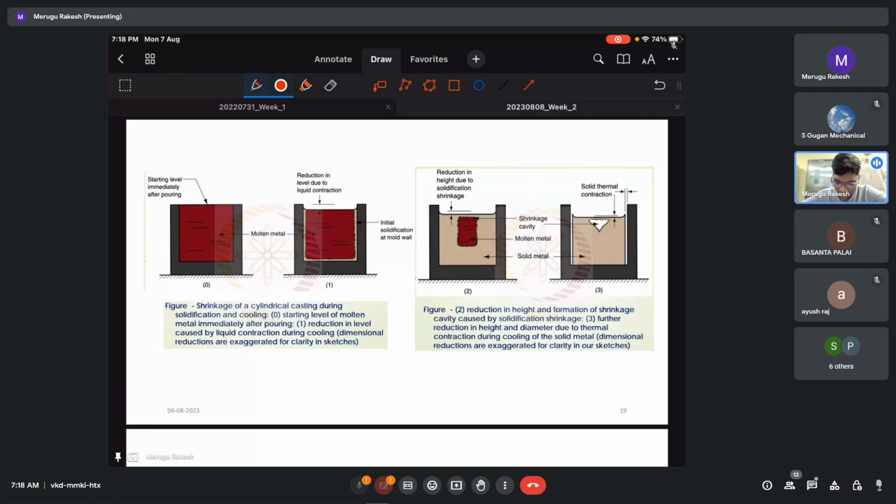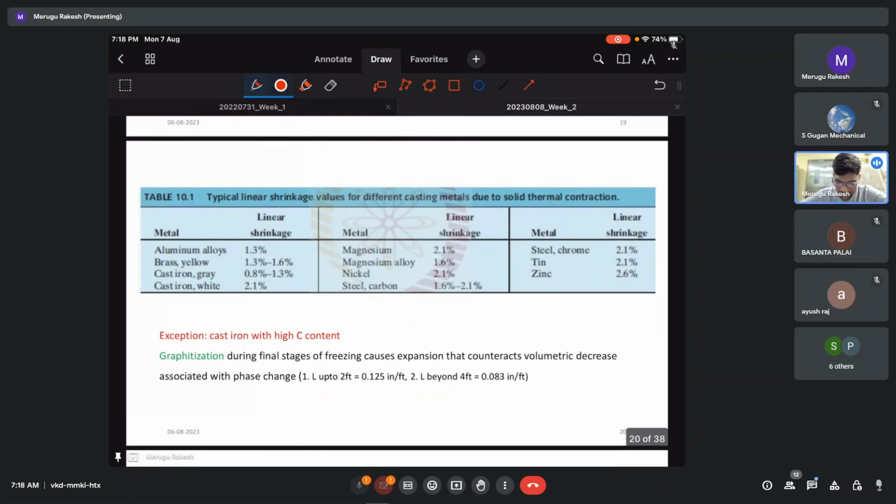Okay. Similarly, these are the linear shrinkages of different types of metals. You can see aluminum alloys 1.3, brass, yellow, cast iron, gray cast iron. Then you can see nickel, magnesium alloy, magnesium itself. You can see tin, zinc, steel, chrome, everything.